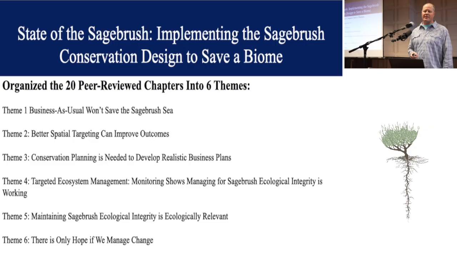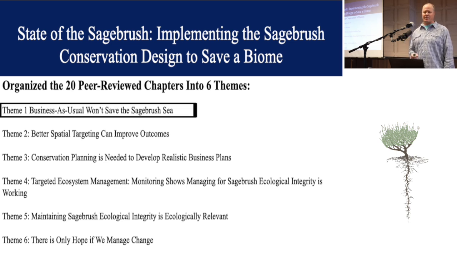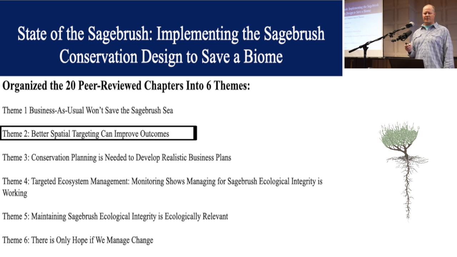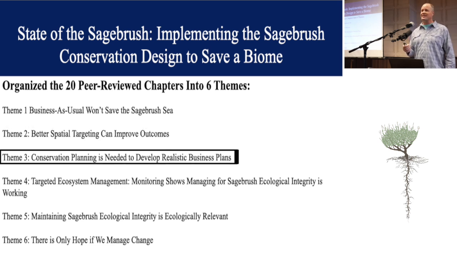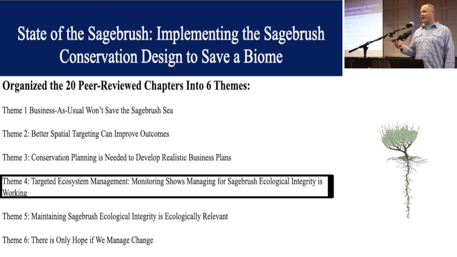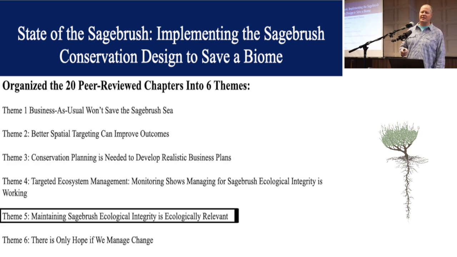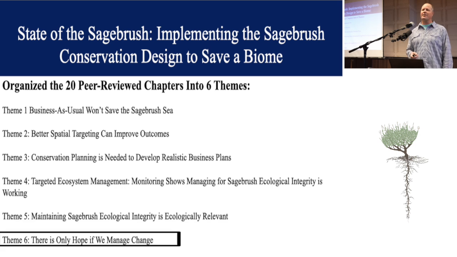We're going to hear about a lot of these themes, but just to reiterate, business as usual is not going to save the sagebrush sea. Spatial targeting is part of the solution. If you don't understand status and trends, you cannot have a conservation plan. We've done it at scale. Theme 4, sagebrush ecological integrity is ecologically relevant. And that last part, there is only hope if we manage change. So with that, thank you.